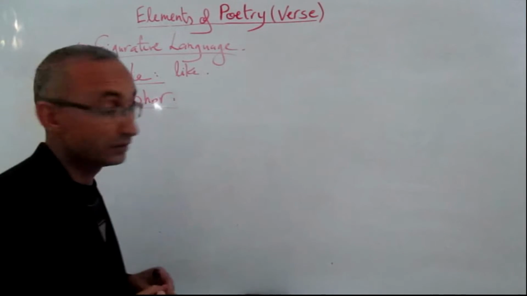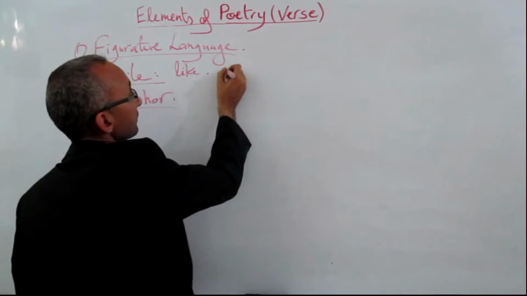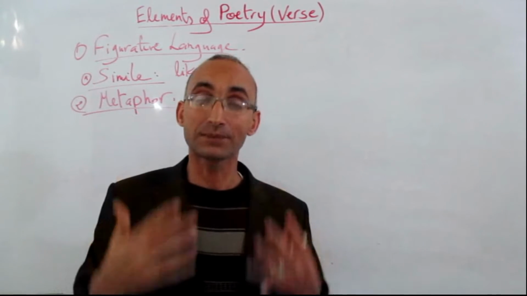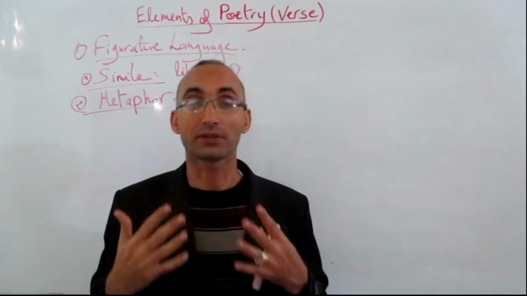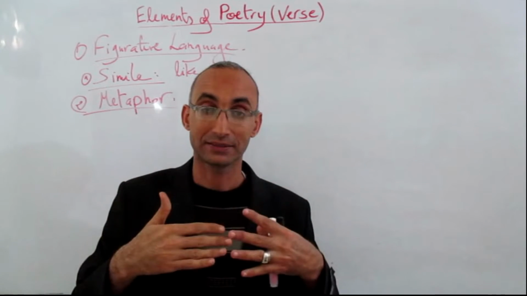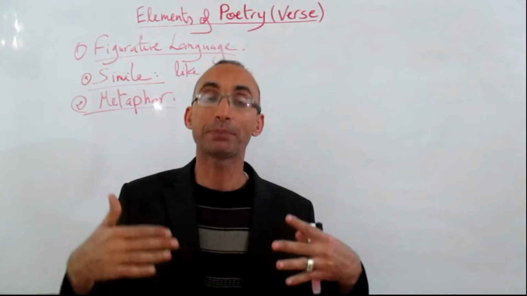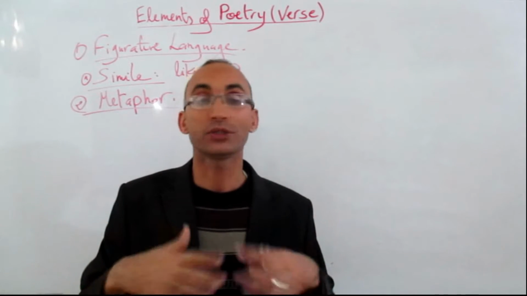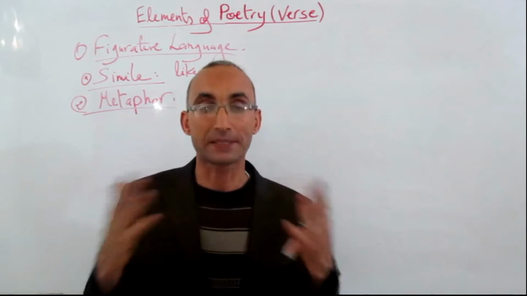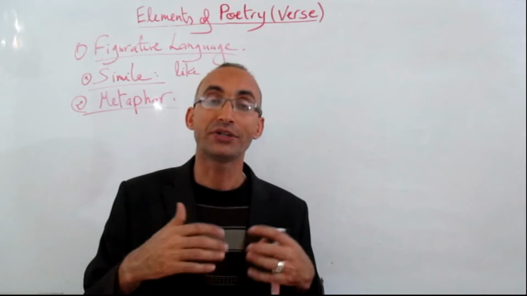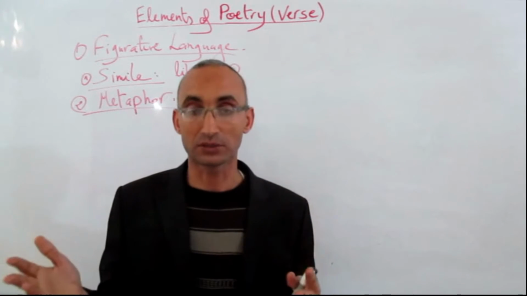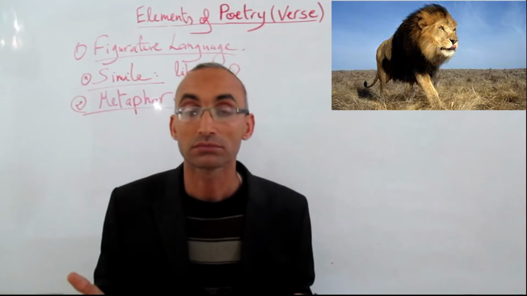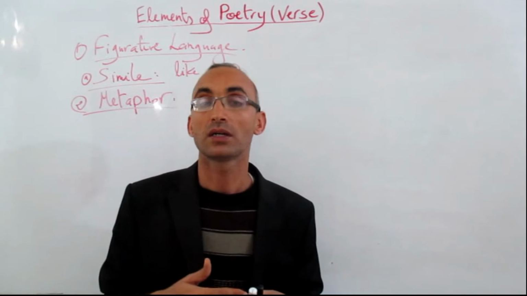Here, metaphor. Here also we have another type of comparison, but at a different level. Here it is an implicit, hidden comparison between two things, without the use of any tool of comparison. We use neither like nor as nor any other element. For example, we say he is a lion.